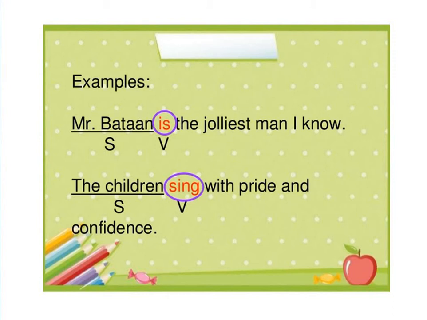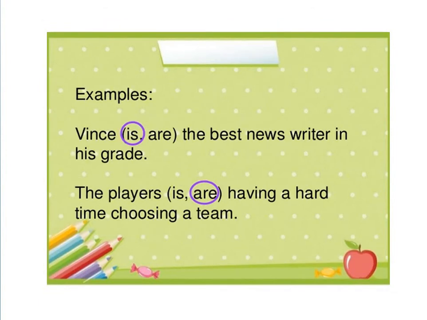The children sing with pride and confidence. Here the children are, we know the children is our subject, and the children is the plural form of child. So we didn't add s or es with the verb. We add the plural verb sing with the children.